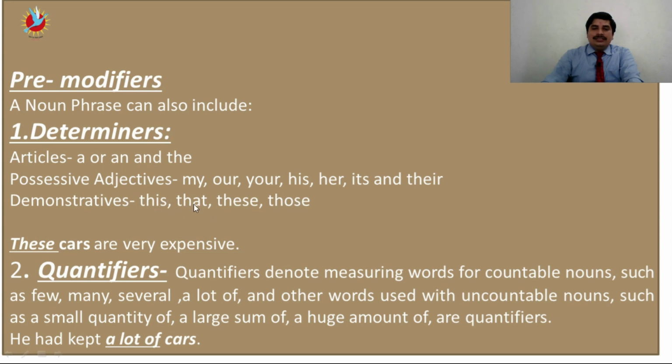This, that used with singular nouns, these and those used with plural nouns. This and these show nearness, while on the other hand that and those show distance. These cars are very expensive. Here these cars is the noun phrase, but these has been used as pre-modifier of the noun car.